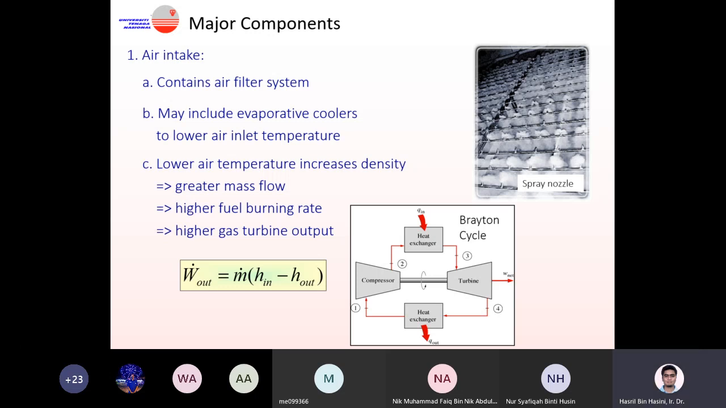So the energy balance equation for the compressor is W = m(Δh) = m(h_in − h_out). This is also typical for a compressor. You have done this before.